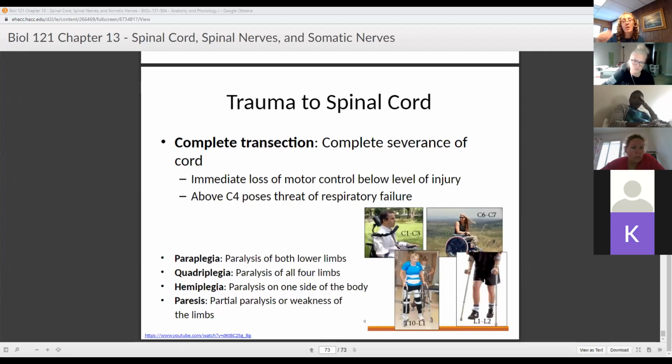So last slide, trauma to the spinal cord. Complete transection is a complete severance of the spinal cord. The result is that there's immediate loss of motor control below that level of injury. Anything above C4, C3 is going to pose a threat of respiratory failure.